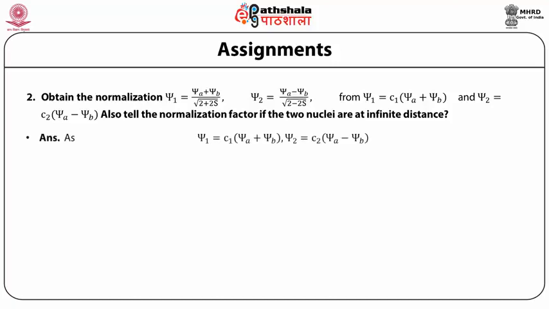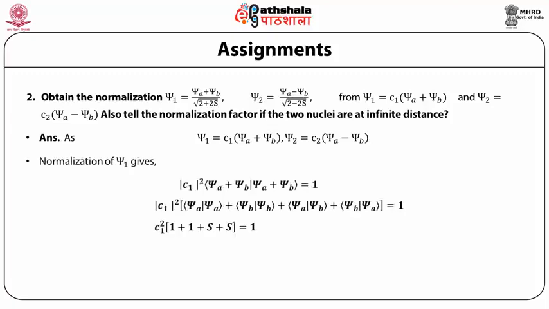Now, as psi 1 is equal to C1 into (psi a plus psi b), and psi 2 is equal to C2 into (psi a minus psi b), normalization of psi 1 gives us C1 square integral of (psi a plus psi b) squared equal to 1, that is C1 square (psi a squared plus psi b squared plus psi a psi b plus psi b psi a) equal to 1. C1 square (1 plus 1 plus 2s) is equal to 1. One is able to write down C1 is equal to 1 upon root of 2 plus 2s, and psi 1 is equal to psi a plus psi b upon root of 2 plus 2s.